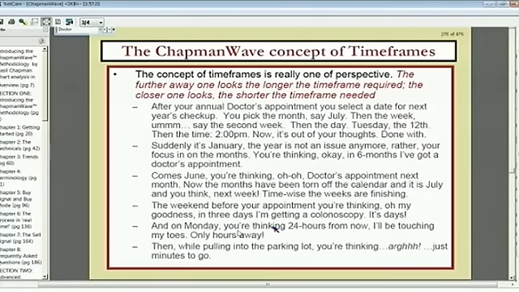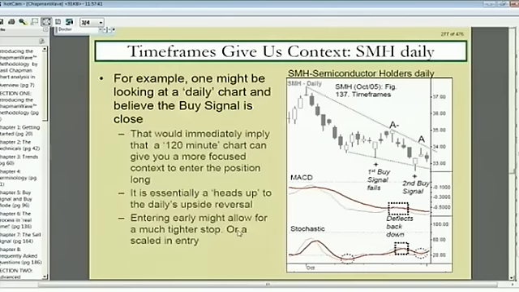It's days. And on Monday you're thinking, 24 hours from now, I'll be touching my toes, only hours away. Then while pulling into the parking lot, you're thinking, just minutes to go. That, in fact, very good, Zatel, bottoms up. And that is exactly what you want to be looking at in time frames.